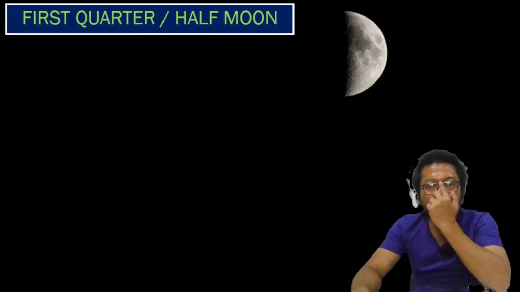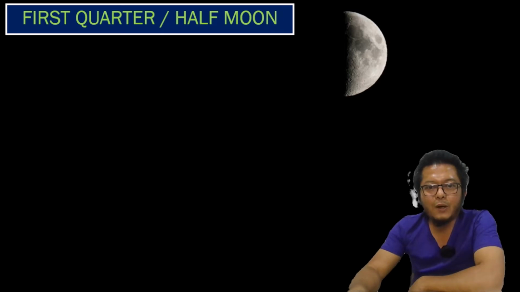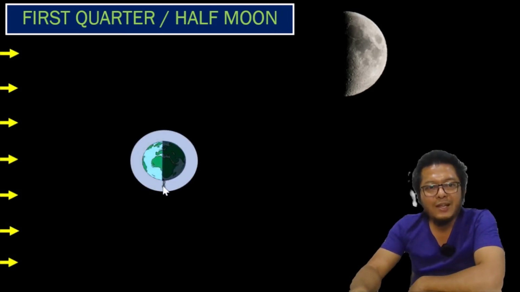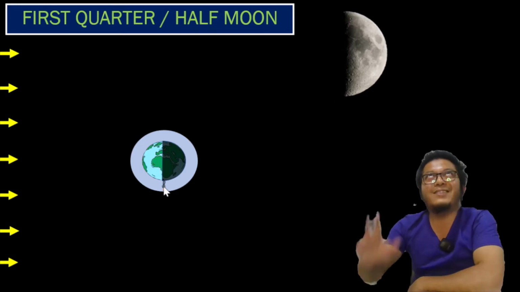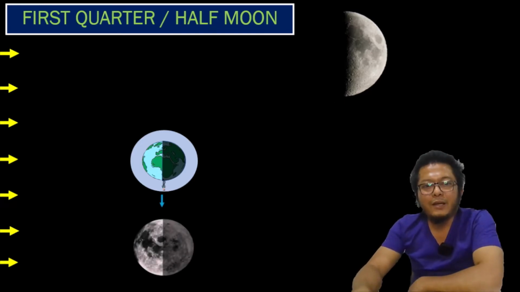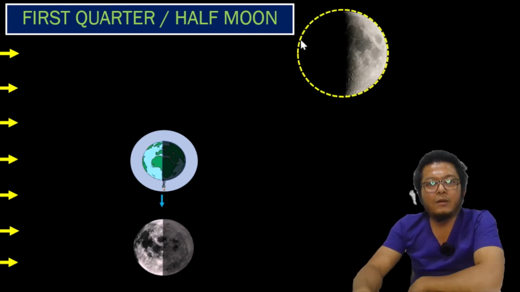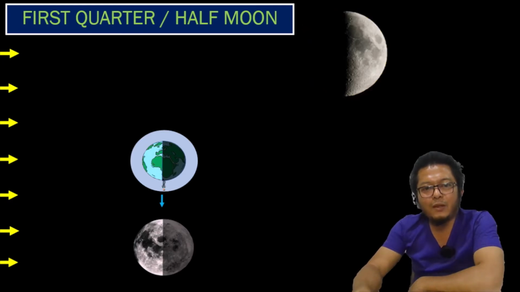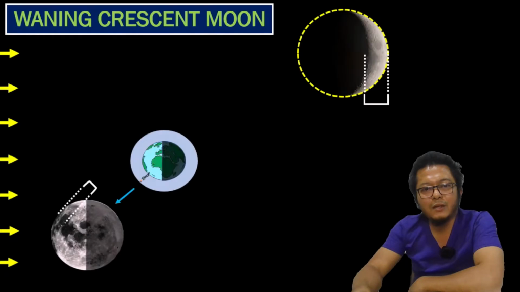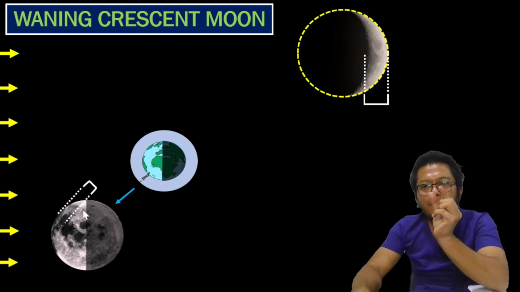Next, the first quarter or half moon, also called the first quarter. If we are standing here and we look at the sky above, and the moon is there, we can see that the moon is, like I said, always round, but only half is lighted. It's the same with this, in reverse, only half is lighted, but we can only see here. Again, remember, only half of the moon is always lighted, but we can only see a little bit.